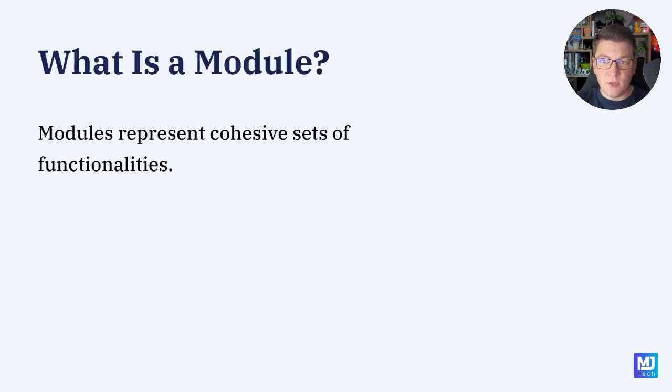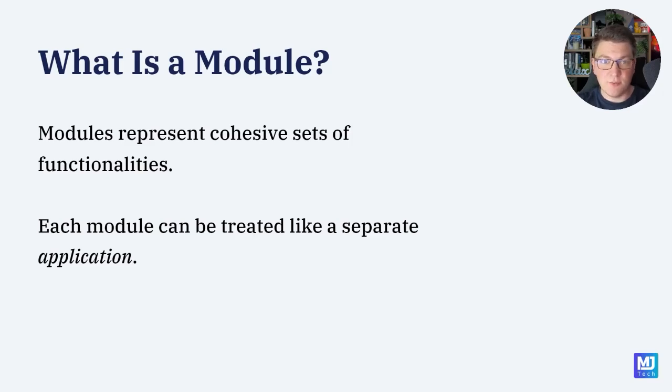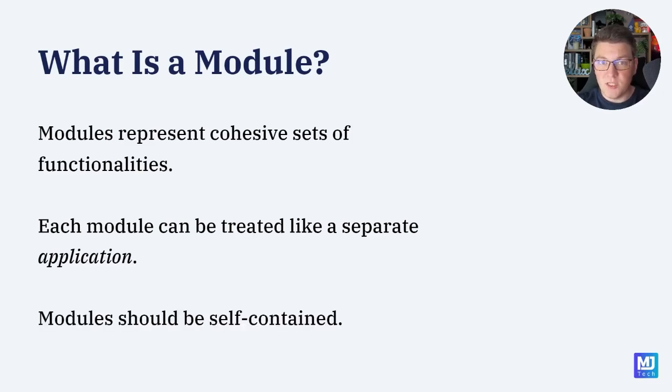But before we dive into these techniques, let's do a quick reminder of some of the things that we mentioned in the previous lessons, and I want to start by reiterating what we consider to be a module. A module represents a cohesive set of functionalities or use cases. We combine multiple modules inside of a modular monolith to provide the business functionality that we are developing. Each module can be treated as a separate application, and all of our modules should be self-contained, meaning that they should own their data and they should have all of the information required to provide the desired functionality.